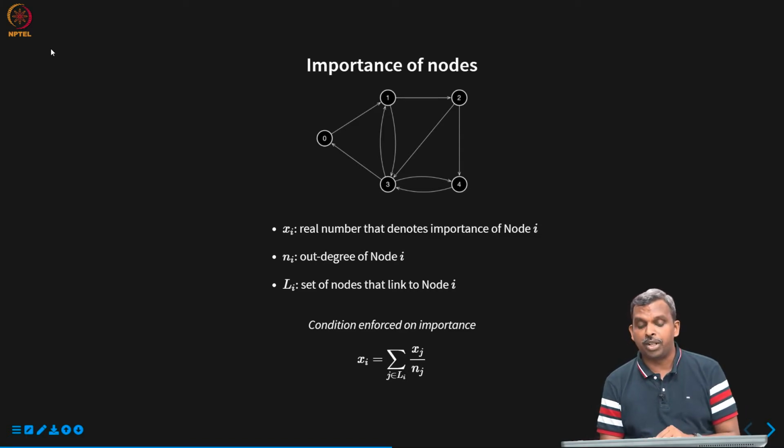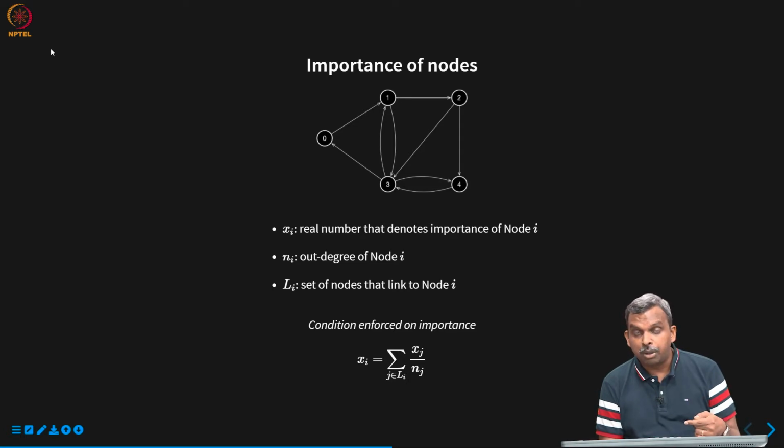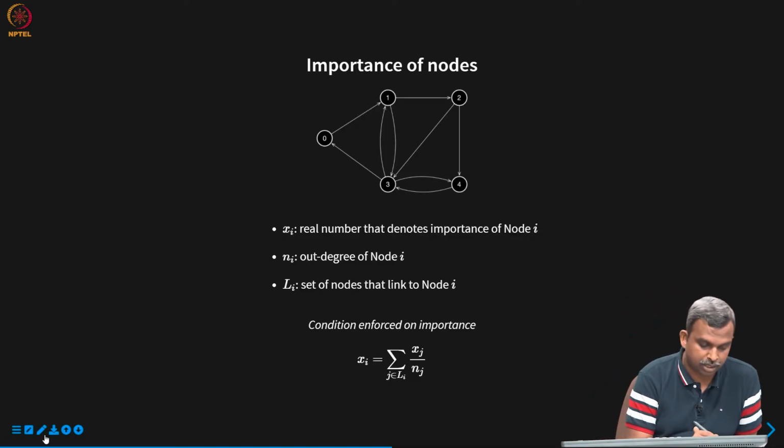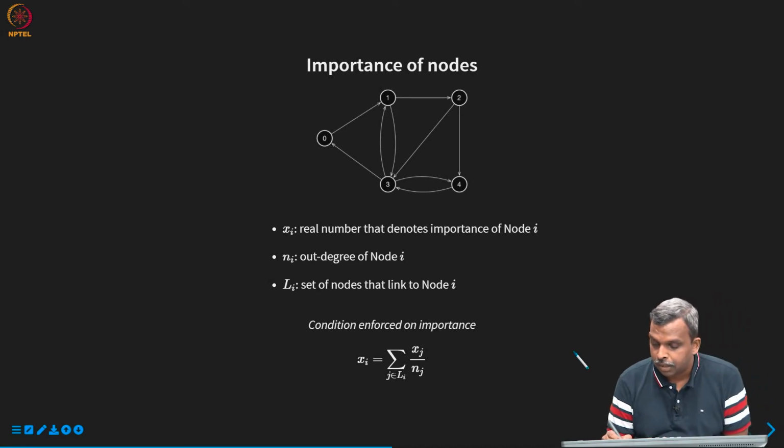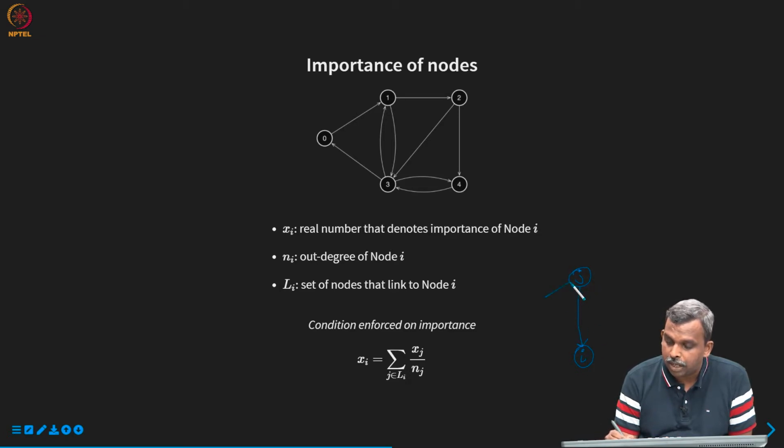So xi for every node should be equal to the total sum of the incoming importances. What is the incoming importance? Every node j belongs to Li, which means node j has a link to node i. That's the picture here, if you want to have that in mind. You have the ith node, you have the jth node here, and this links to this, but it also has other links, like that. How many does it have? It has nj outgoing links.